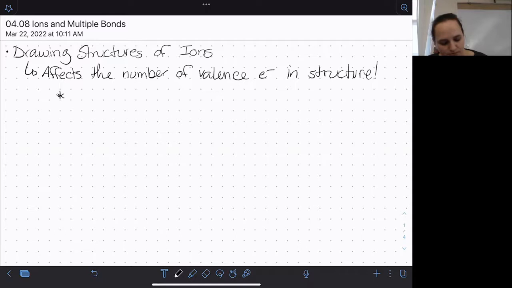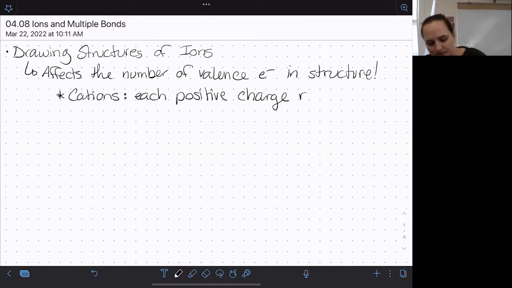So in cations, each positive charge means an electron is missing. So each positive charge removes one electron from whatever it otherwise would be. So if you have something with a +1 charge versus neutral, you can figure out the number of valence electrons for the neutral version exactly the same way as we always would, and then just subtract 1 for that +1 charge. If you have a +2 charge, it's going to be 2 fewer, and so on and so forth.